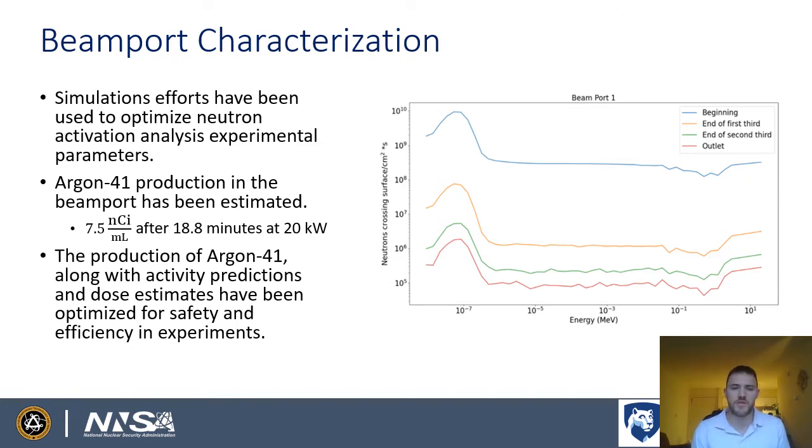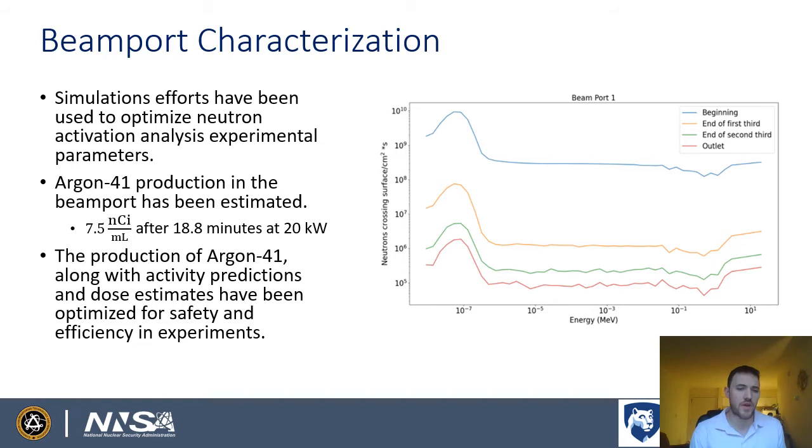The figure on the right illustrates the neutron flux spectrum at 3 different locations within the beamline, and then 1 at the direct outlet of the beamline. These fluxes were used to estimate the production of argon-41 at any given power level, along with irradiation time.